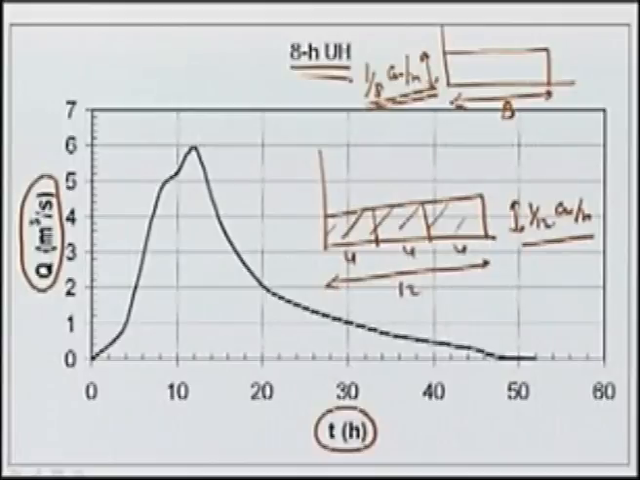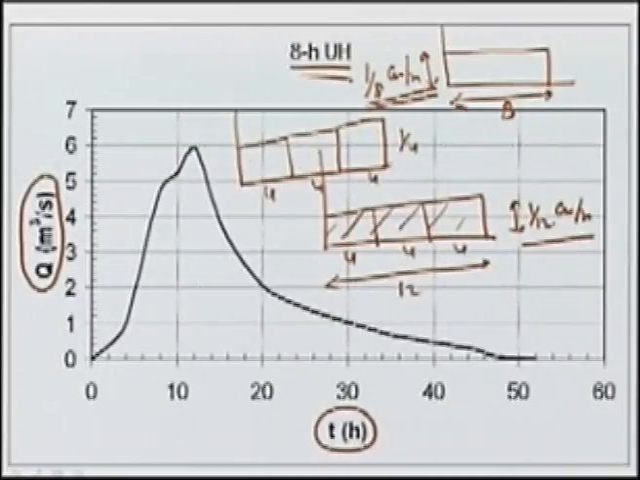If we add three 4-hour UH ordinates, by shifting them by 4 hours, we get effective rainfall of 12-hour duration, but intensity of 1/4. So, after summing them up, we have to divide it by 3 to get corresponding to 1 by 12. So, for any multiple of 4 hours, we can obtain the unit hydrograph directly from the 4-hour unit hydrograph.